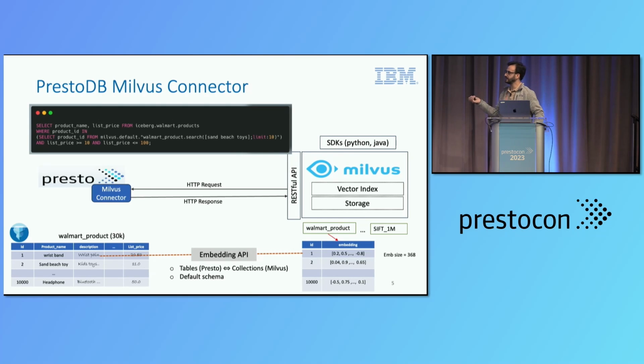Now that we have the embeddings, we have the data on the Iceberg side. Now we should be able to run the hybrid queries. If you see the example here, this is a hybrid query. There are two queries basically.